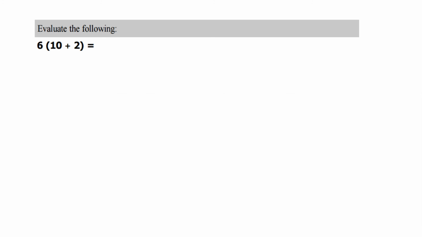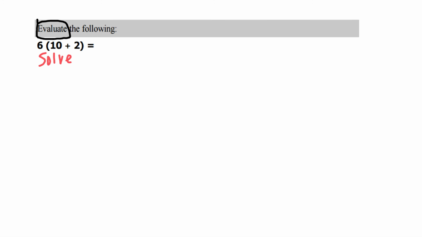Okay, so for our final problem, we read that the directions say to evaluate the following. And whenever we see that word evaluate, we know that it means solve. So we want to solve this problem, okay? So 6 times the quantity of 10 plus 2. Now, we could write this out, or we could draw some pictures. And I recommend writing out in number form, but I'm going to demonstrate what it would look like if we used pictures as well, okay?